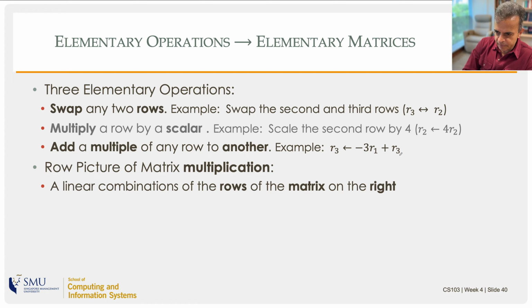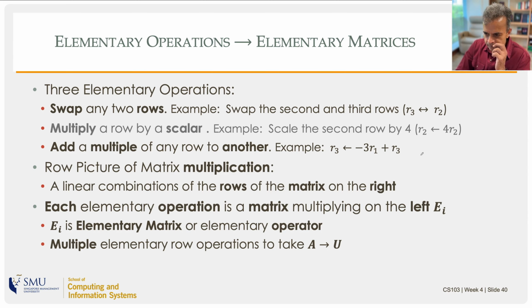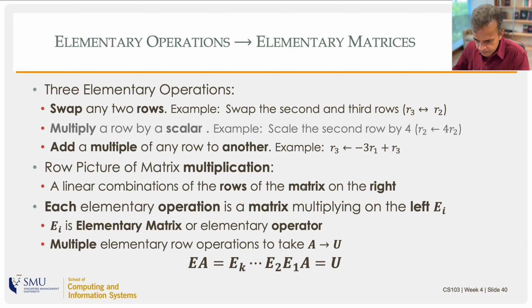So we'll use the row picture of matrix multiplication. So we are looking for linear combinations of the rows of the matrix on the right. So on the left, we'll be multiplying by some elementary operator, which is a matrix, E_i. So E_i is for one operation. So we'll stack a bunch of them, E1, E2, E3, etc., multiplying A to finally get an upper triangular matrix, which is the row-echelon form. So EA, E being the product of all the elementary operations that will take you from the original A to U, which is a REF of A. First operation, second operation, and K operations like this.